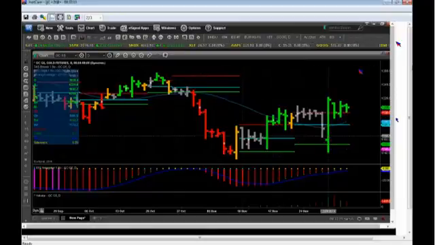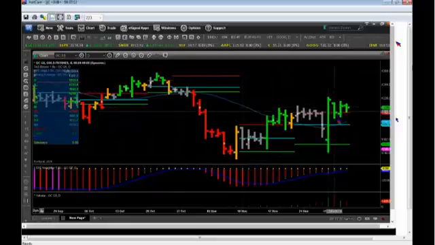After we had the close above this profile, we come back and retest it. Now, is this a lot of noise on a retest?